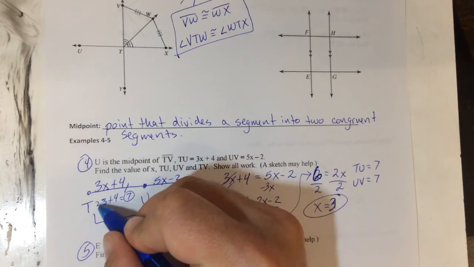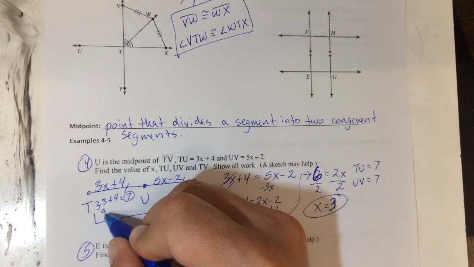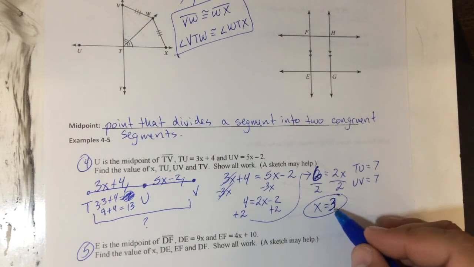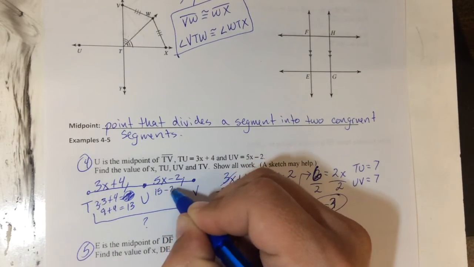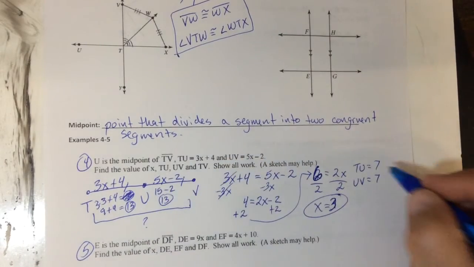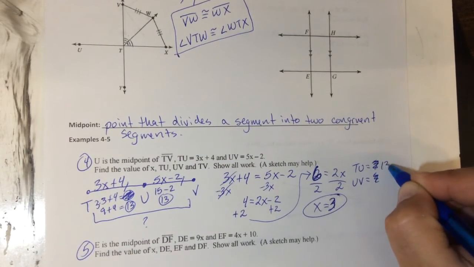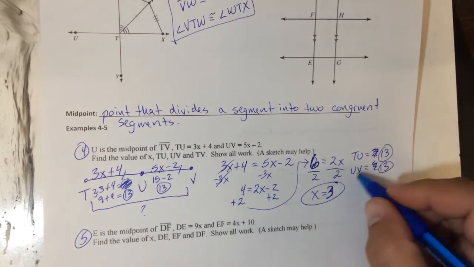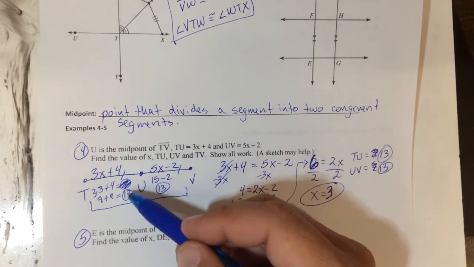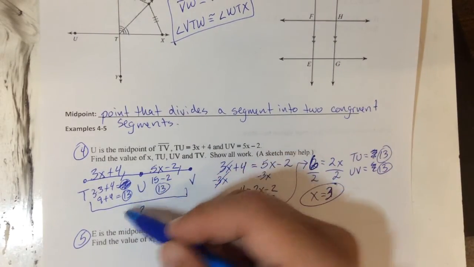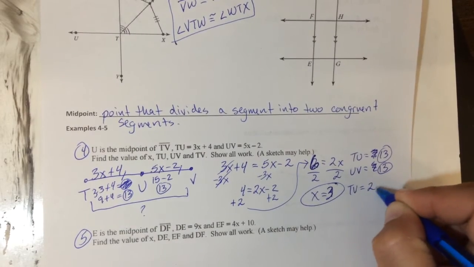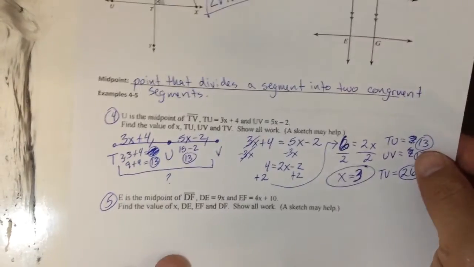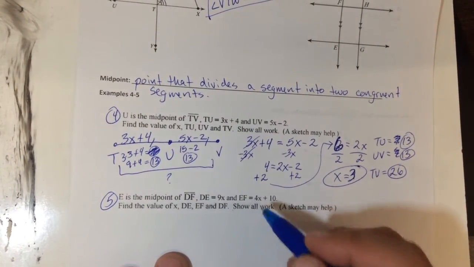So 3 times 3 plus 4 is 9 plus 4, which is not 7. 9 plus 4 is 13. Let's try this. 3 times 5 is 15. 15 minus 2 is 13. There we go. So they're both 13s, not 7s. Sorry about the confusion. Okay? And then the full thing, TV, is just the sum of 13 and 13, or 13 times 2, which is 26. All right? Okay, we will work through example 5, hopefully not making any mistakes on that one in class.